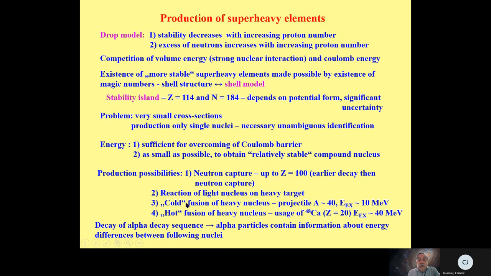Another possibility is fusion of a heavy nucleus, not a light nucleus, because if you want to have heavier and heavier atoms and heavier nuclei, you need to have also a heavier projectile. That means these projectiles have a nucleon number of about 40. And there are two possibilities.